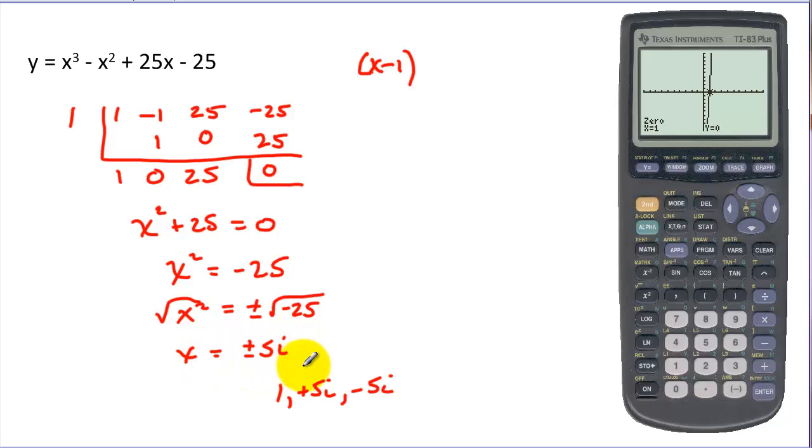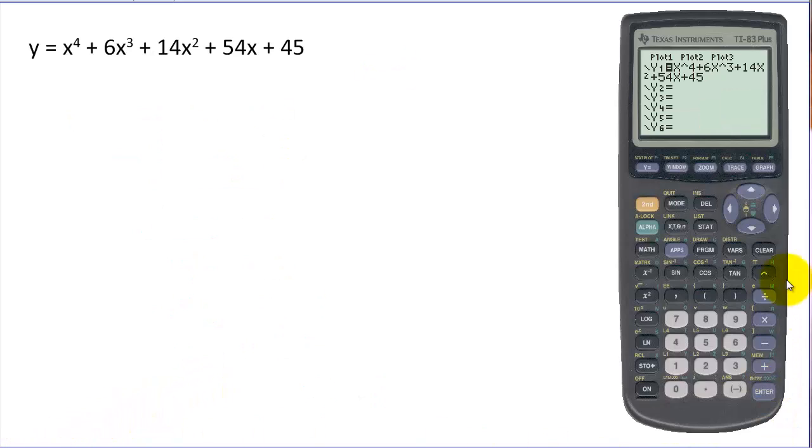Now let's move on to our last example. I'm going to pause the video here while I enter the last example. Okay, I'm back. We have our last example in the calculator, so let's graph it. Now we're looking for 4 zeros here. And it looks like we see 2 real zeros, and it doesn't look like a multiplicity, so let's find the 2 real zeros here.